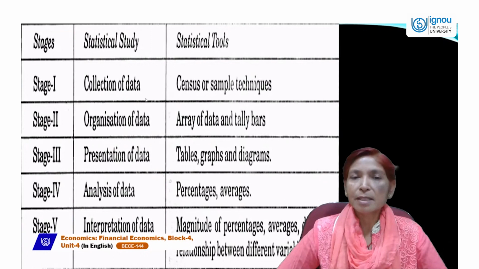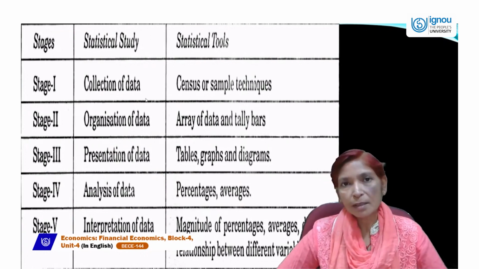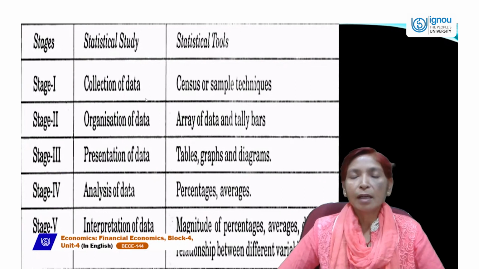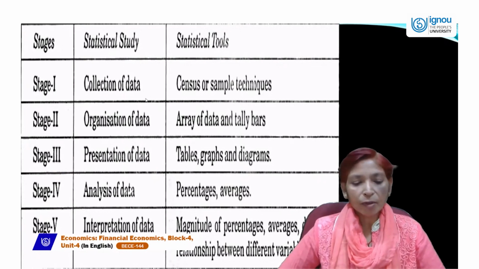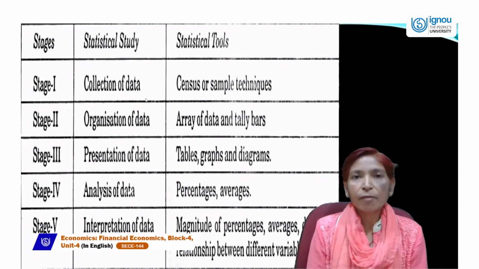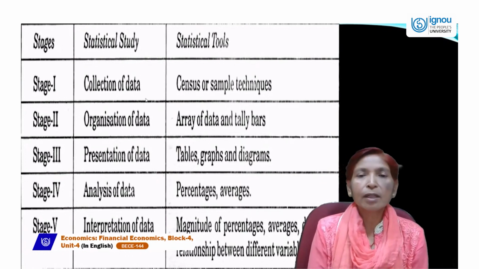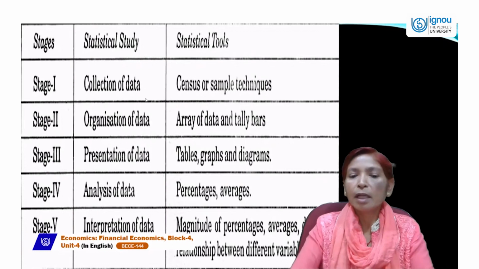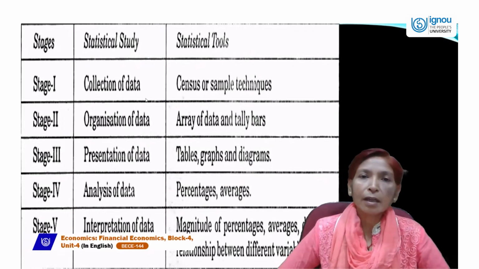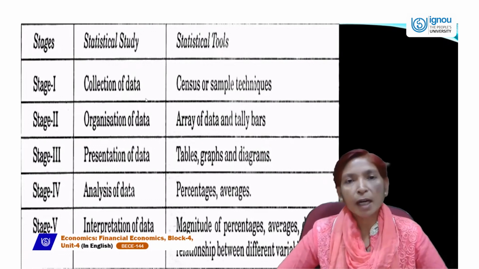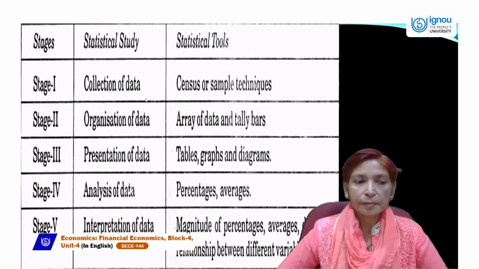Third stage is presentation of data. We can present the data with the help of tables. Table is a tabular presentation of any given facts or any given data. When we present the given or available information in form of rows and columns, that is called table. And we can also present our data with the help of graphs and diagrams.